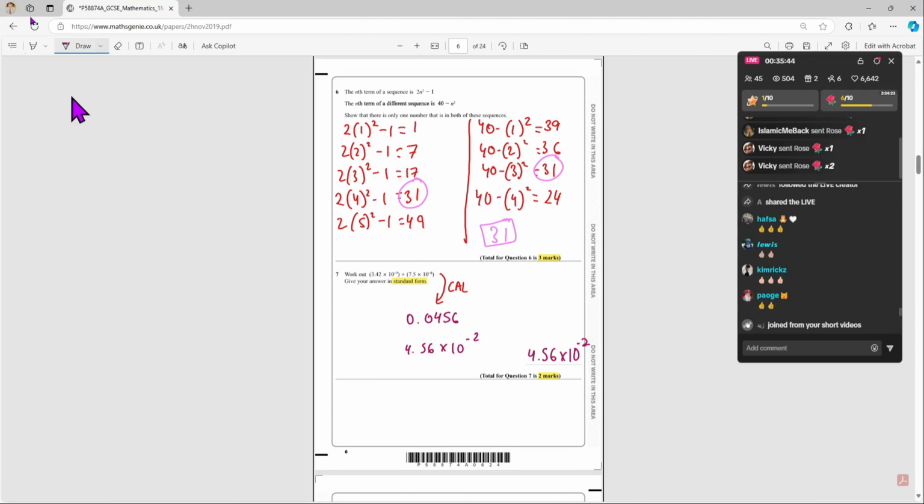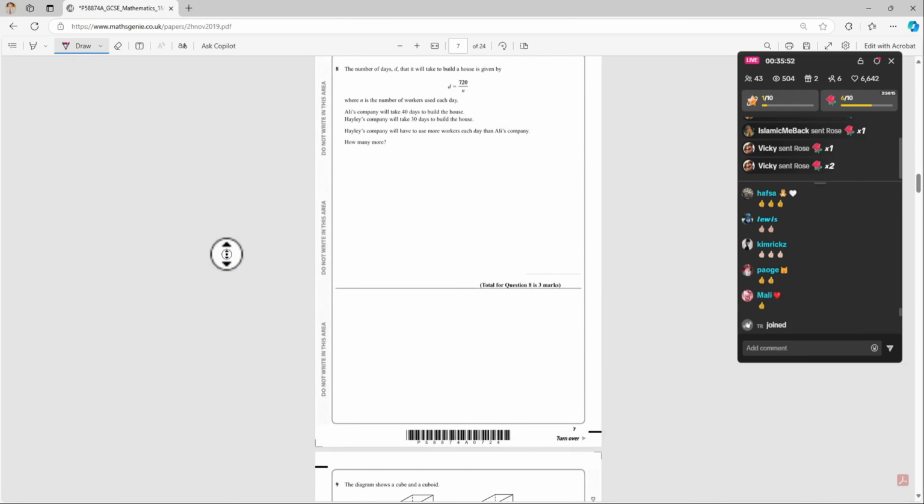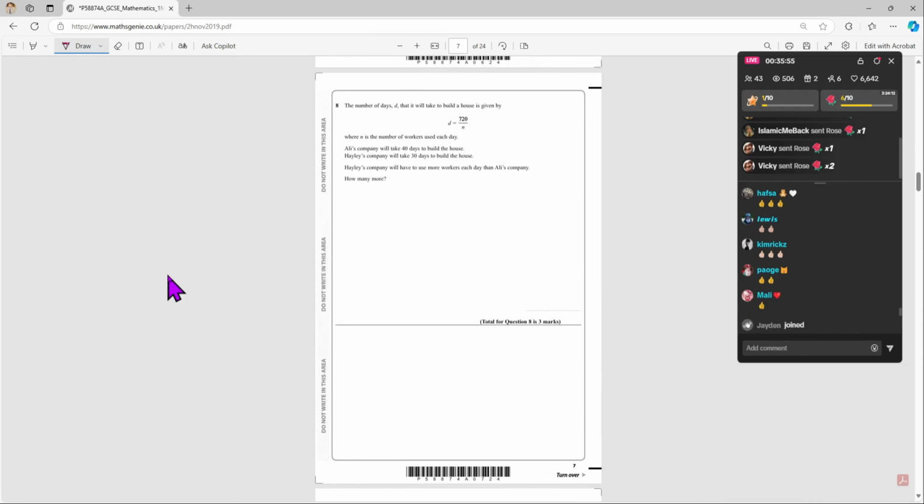So let's move on to question number 8. The number of days that it will take to build a home is given by D is equal to 720 divided by N. N is the number of workers used each day. Ali's company will take 40 days to build the house. Haley's company will take 30 days to build the house. Haley's company will have to use more workers each day than Ali's company. How many more? So basically we have to work out how many workers each one of them will need, and we have to work out the difference.